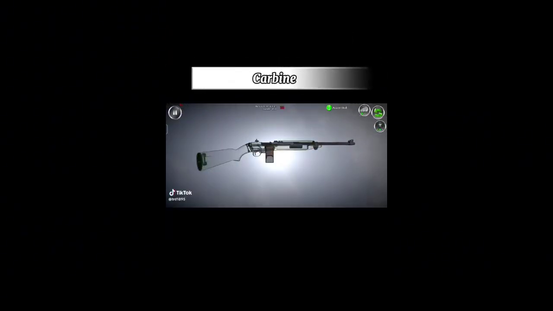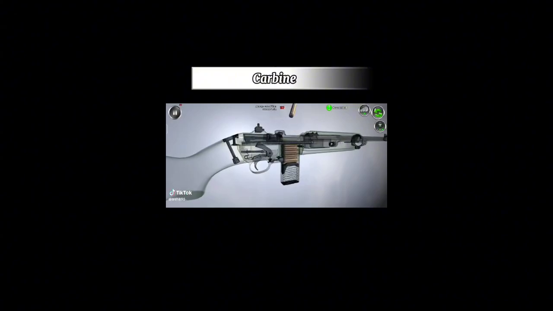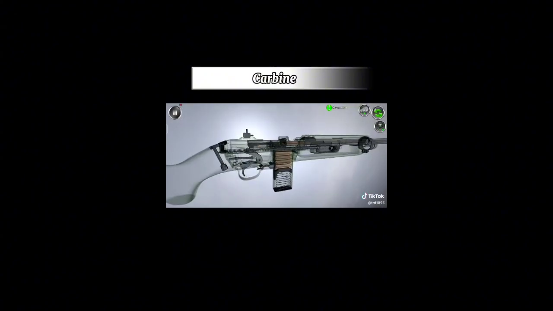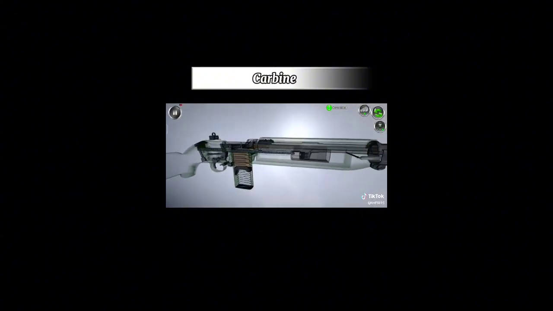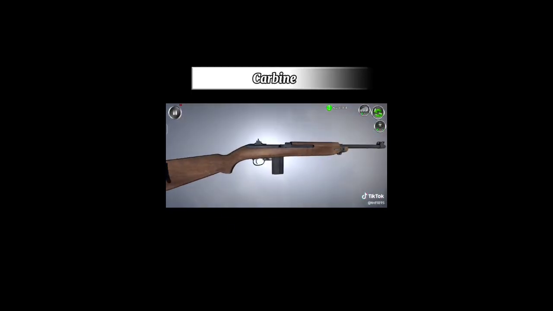Carbines function by utilizing a gas-operated system or direct impingement to cycle the action after firing. When a round is fired, expanding gas from the burning powder is redirected through a gas port and tube to push a piston or directly act on the bolt carrier group, which extracts the spent casing and chambers a new round.